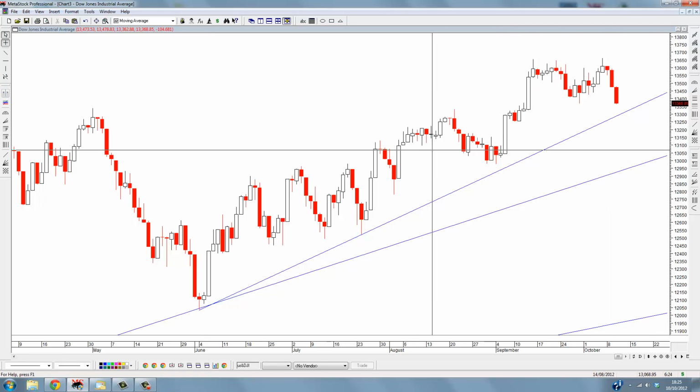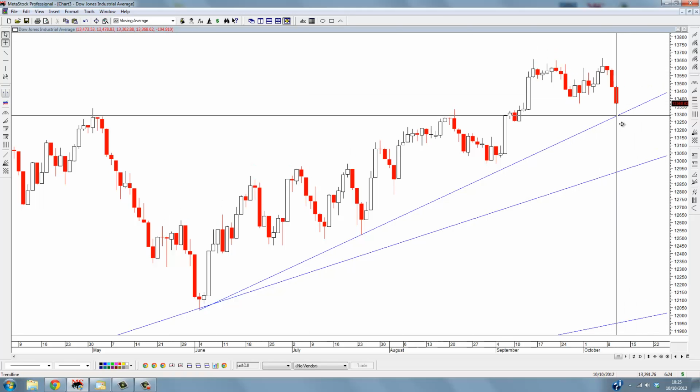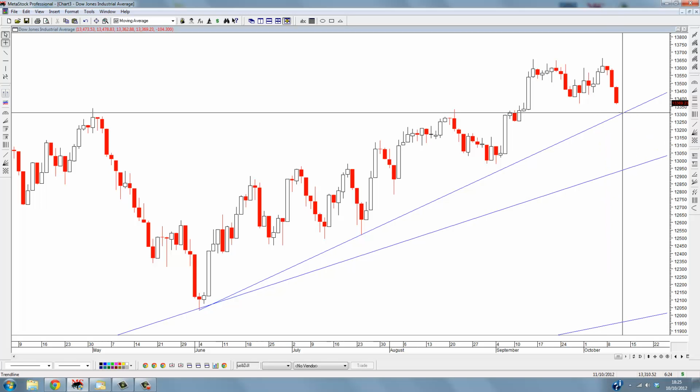Now, as you can see, the Dow Jones is currently motoring down, 104 points down. I'm planning to go long at this point here, but first of all I'm going to show you how I come to why this area is quite important. The next level of support is horizontal support lines.